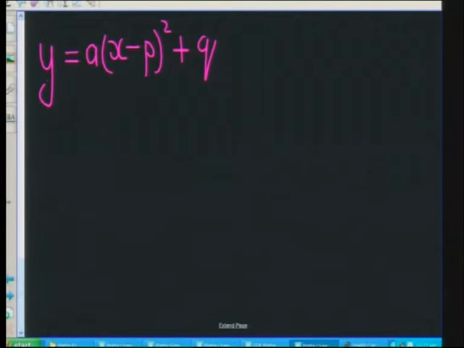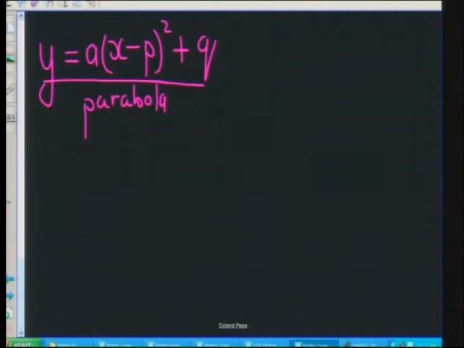It's very important that you guys see that everything is interrelated. y = a(x − p)² + q is our general equation for a parabola. So what does a do, what does p do, and what does q do?